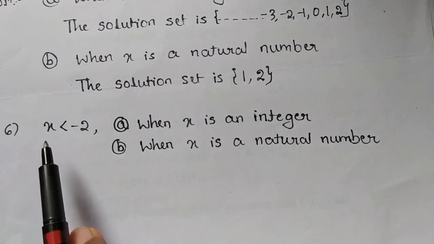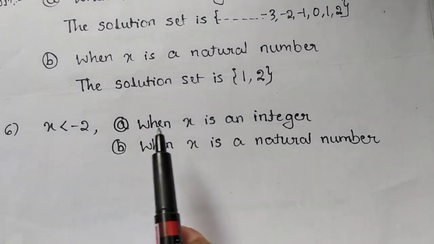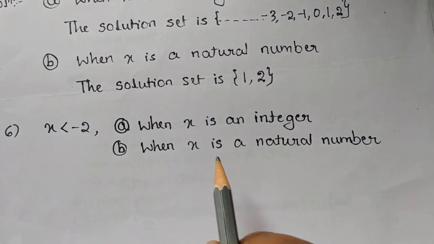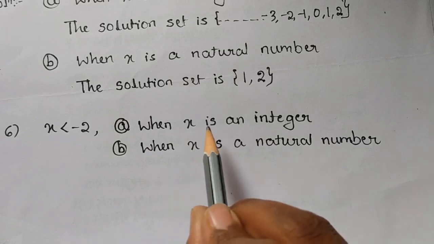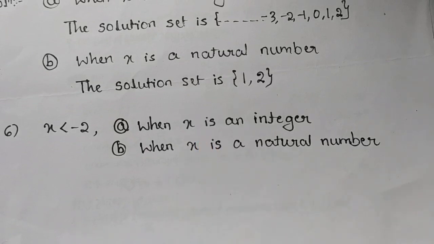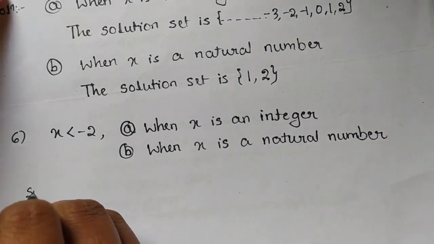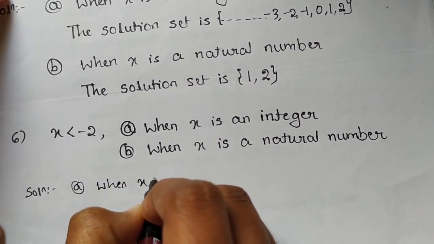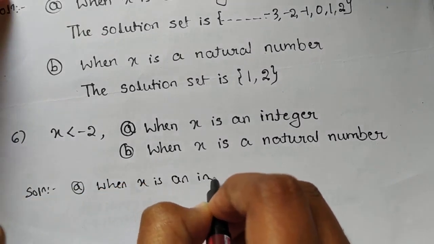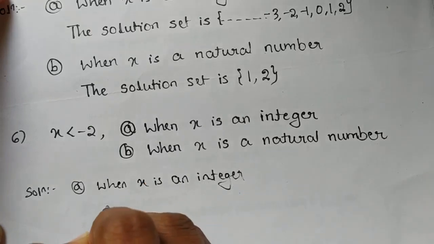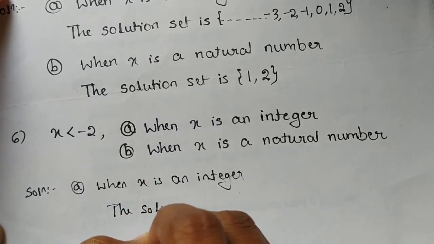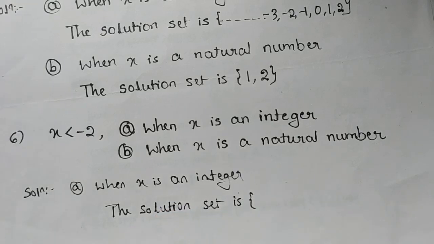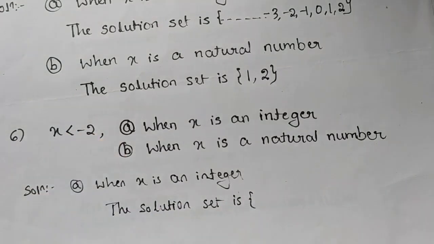Next example, x less than minus 2 when x is an integer. Second sub question, when x is a natural number. We will solve one by one. First, when x is an integer. Solution, first one, when x is an integer, the solution set is: write all the integer values which are less than minus 2.